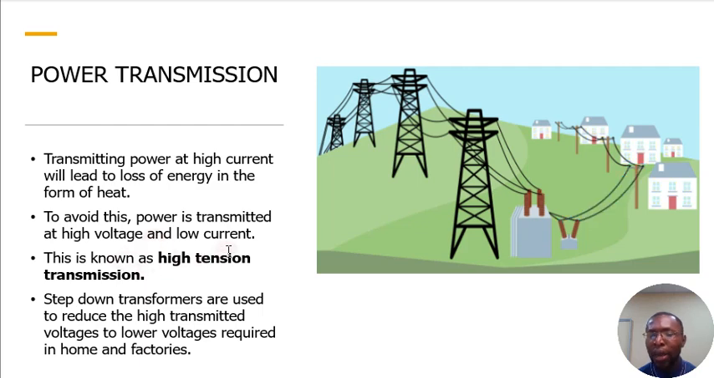This is known as high tension transmission. When you are transmitting high voltage but low current, that is high tension transmission. And for us to step down this high voltage, we use a step down transformer. Okay, you can see it here. So this is the high voltage transmission. The transformer helps us step it down and extend it to our local houses. So this is how power transmission works.